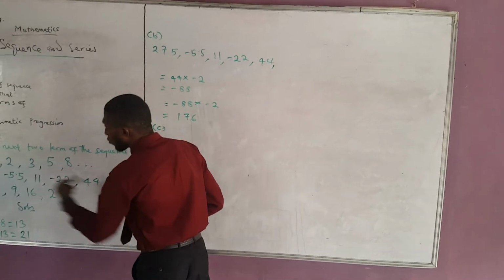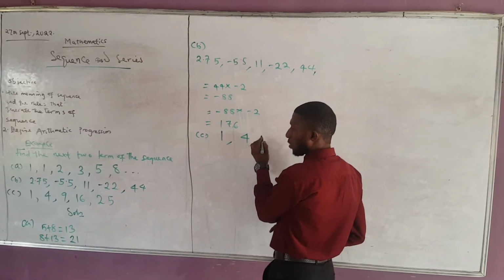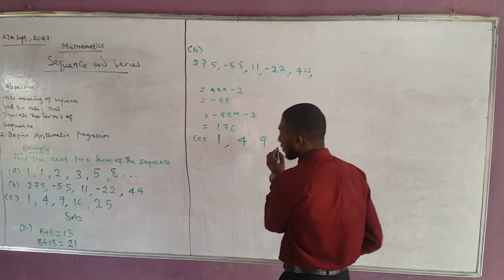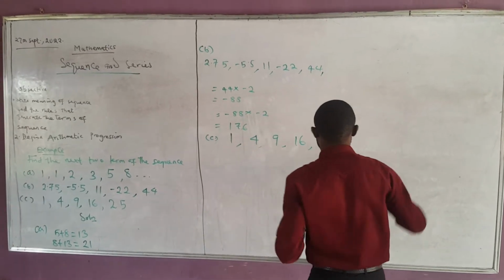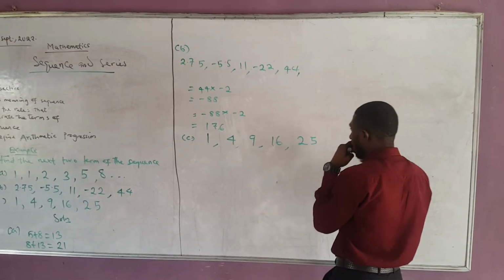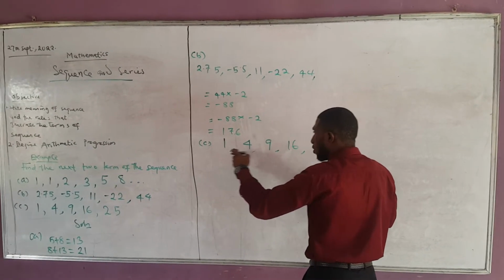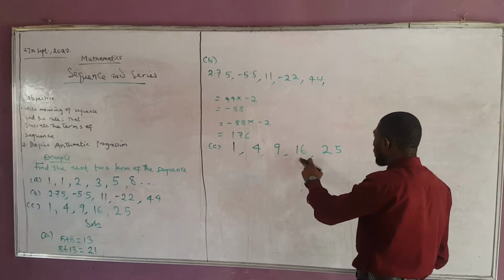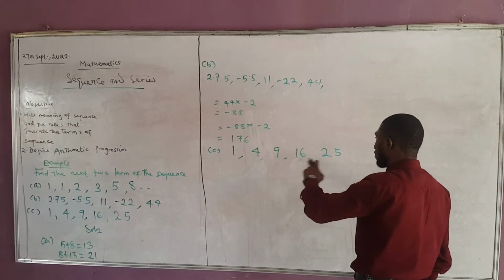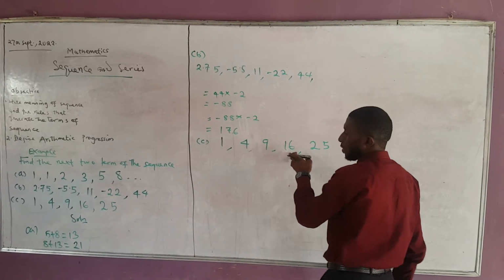Alright, the third part of it, we have our first term here to be 1, our second term is 4, the third one is 9, the fourth one is 16, 25, and so on and so forth. Also find the next 2 terms. If you notice, 1 squared is 1, 2 squared is 4, 3 squared is 9, 4 squared is 16, 5 squared is 25, which means they are squaring the term position.